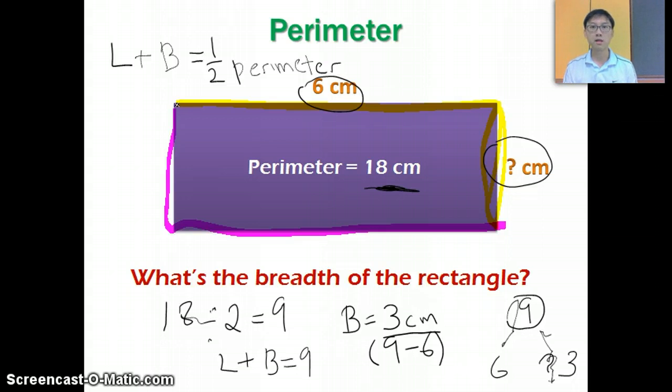To recap again, length plus breadth will be half the perimeter. So if I take the perimeter and divide it by 2, I will be able to find the length plus breadth. And since I know my length, I take the length plus breadth minus my length, and I will get my breadth. It's quite straightforward.